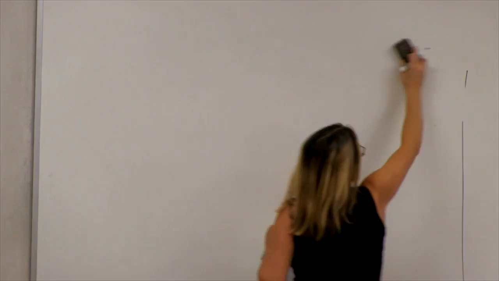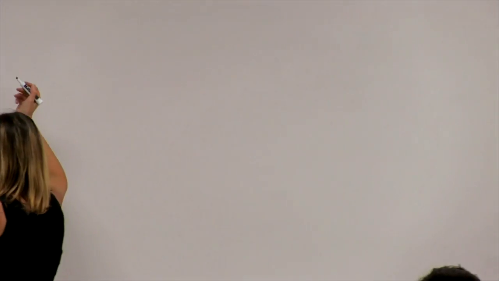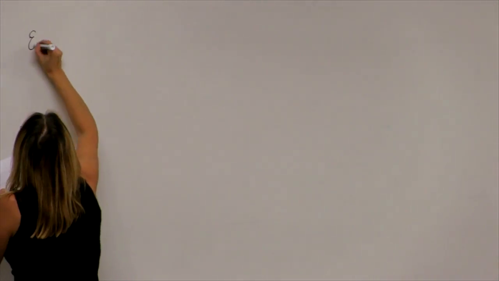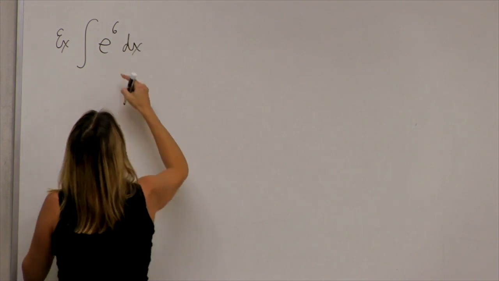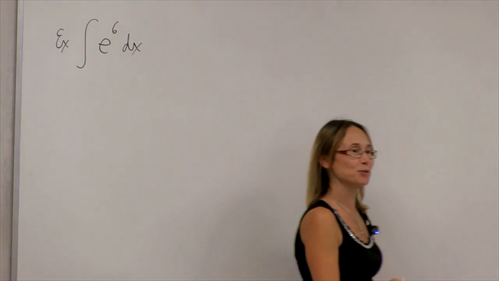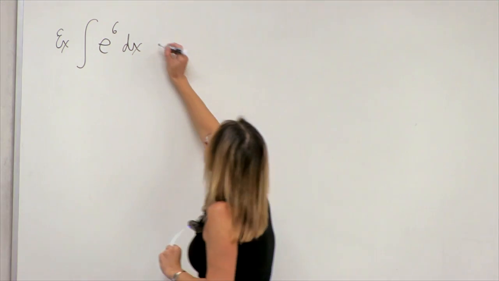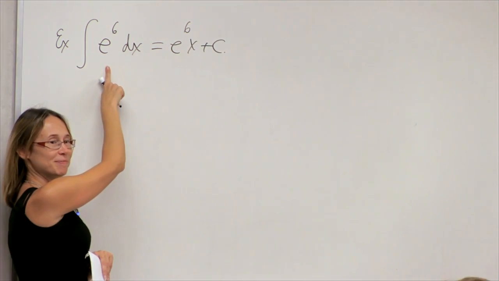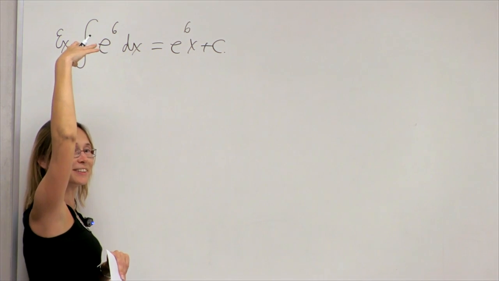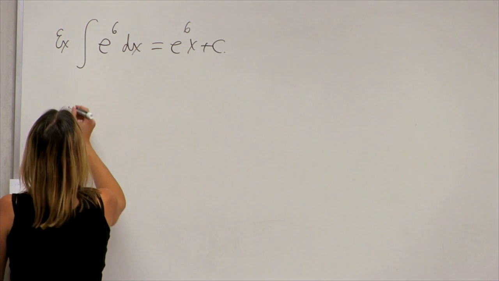So let me see if I can confuse you. It's not going to be very hard. The integral of e to the 6 dx. What's that equal to? e to the 6 times x. You see, because this is just a constant, right? It's not e to the 6x or anything. Questions? Okay. Next.